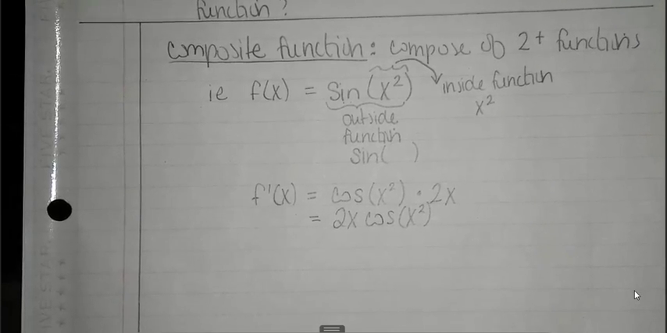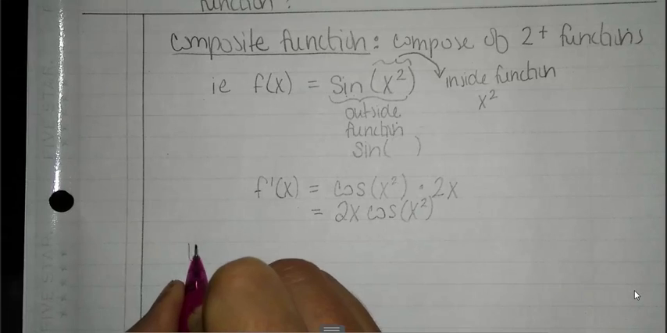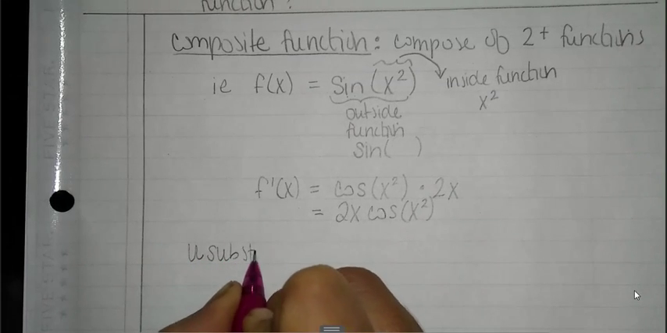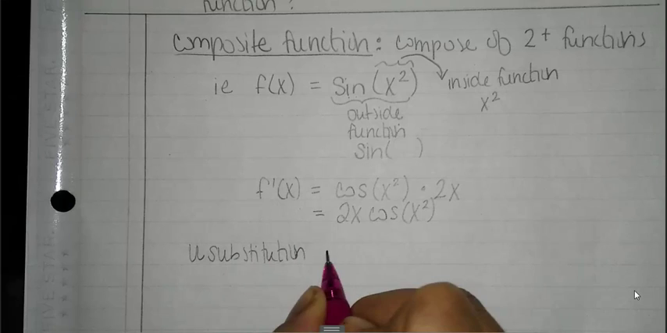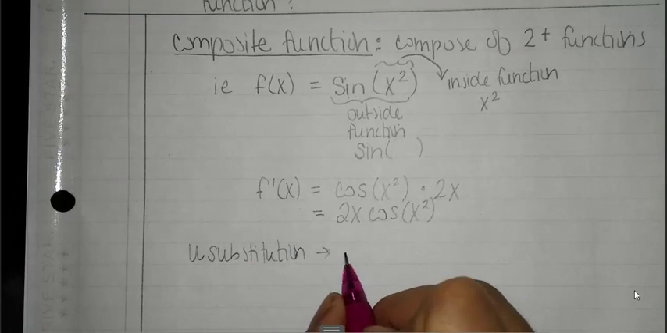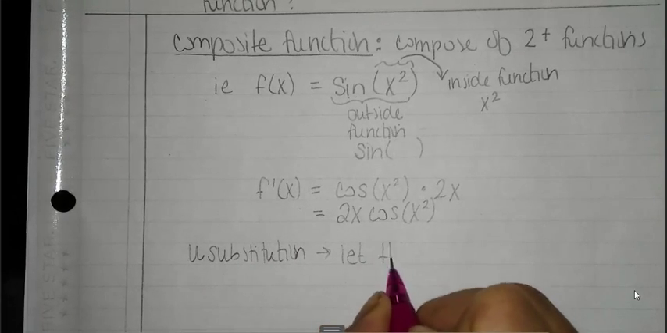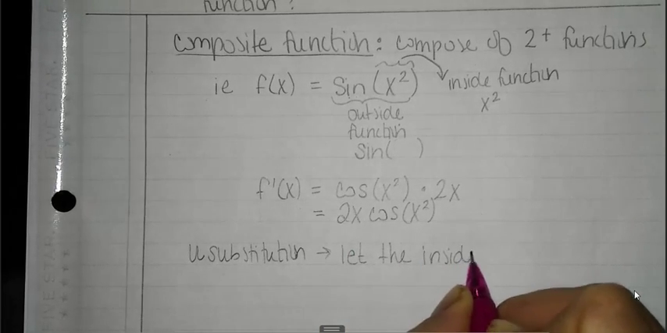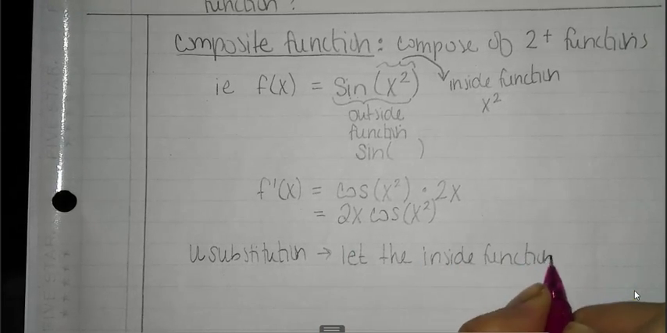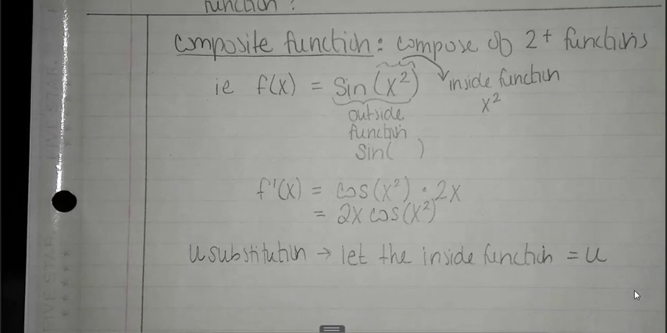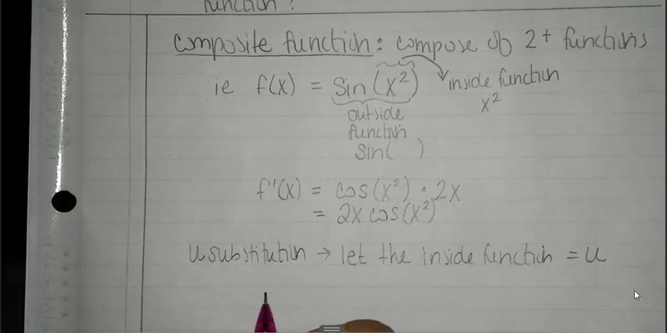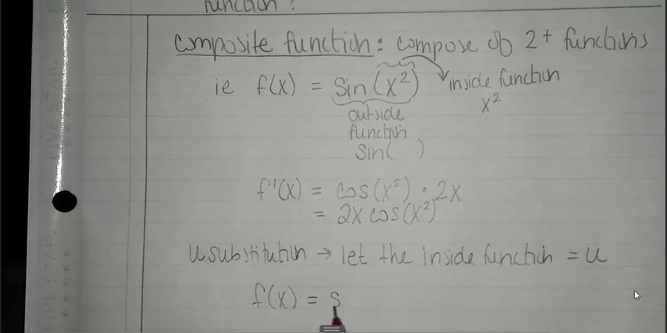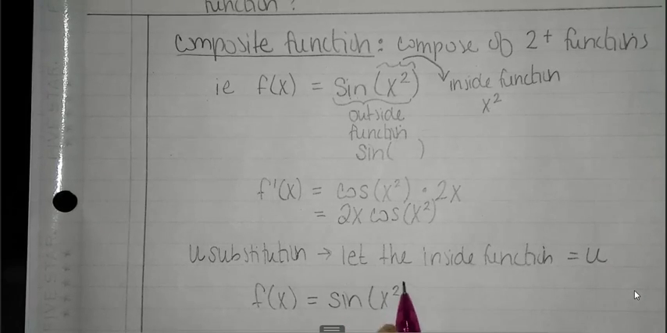Another way of looking at it is a thing called U-Substitution. In U-Substitution, you let the inside function equal u. This gets a little bit confusing, but some people like this better, so I'm going to go ahead and show you how to do this. Once again, I'm going to start with my original function here, f of x equals sine of x squared.